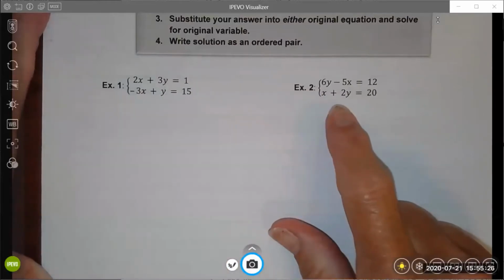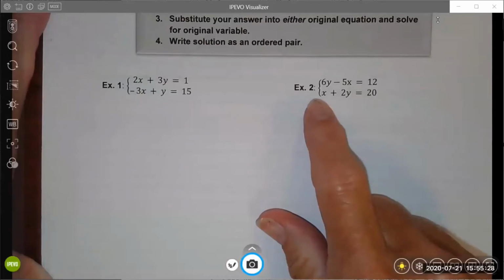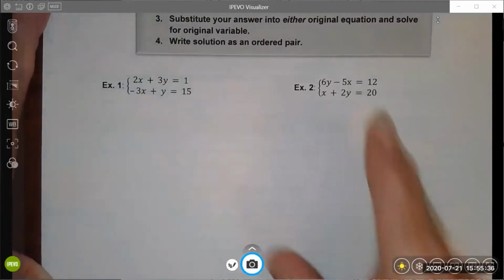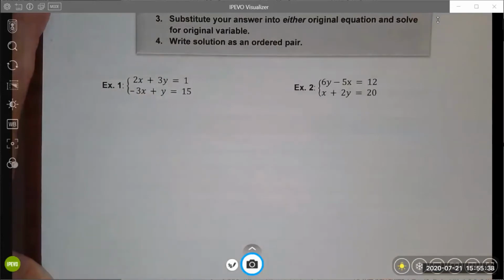If I look at this example 2, in this particular case, I would solve for x because x has a leading coefficient of 1, and I can subtract 2y very easily, and I don't have any fractional parts, and I don't have any complicated division that I have to do. Not that division's complicated, but just in case. The easier it is, the fewer mistakes that I'm going to make.